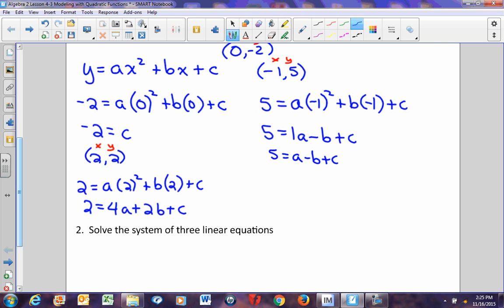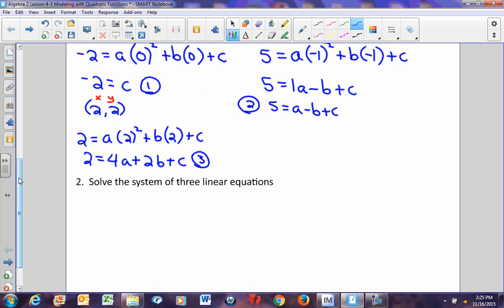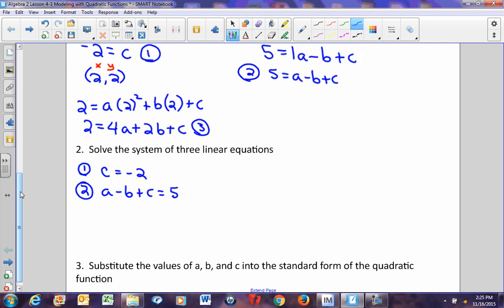Okay, so I now have 3 equations. Here was my first equation, here was my second equation, and here is my third equation. I'm just going to write them down here. My first equation was c equals -2. My second equation was a minus b plus c equals 5. I like them in standard form, so I'm going to write them in the proper order. And my third equation was 4a plus 2b plus c equals 2.